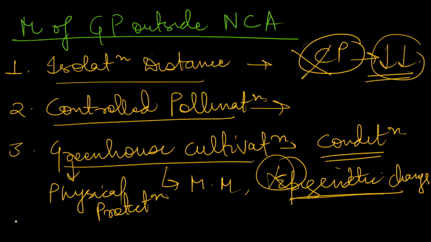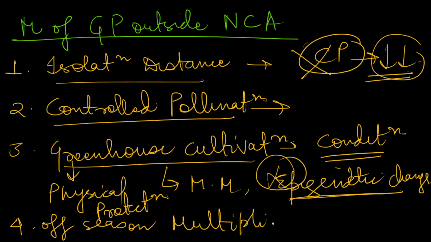Next, we can do off season multiplication. Why off season multiplication? Because in the on season there are a lot of other crops in the field also, so this can be prevented. Secondly, it can avoid synchronization. If many crops are synchronized at similar times, there are chances of cross pollination, so it should be done.